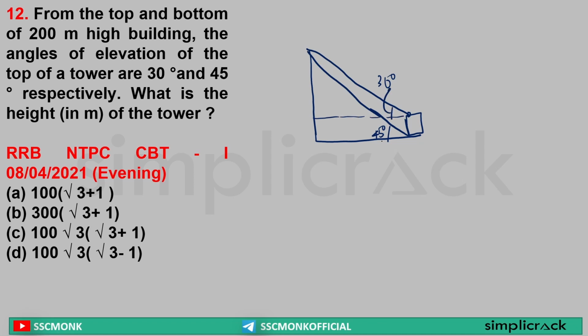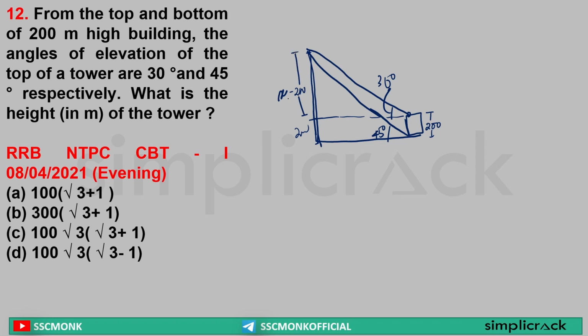So this angle is equal to 30 degrees. This angle is 45 degrees. Yes or no? Yes. Sir, what is happening? Height is equal to, let's say, x. It is saying from the top and bottom of a 200 meter building. That means this height is equal to 200 meter. Yes or no? So this length will be equal to x minus 200 meter. I'm talking about this part only.